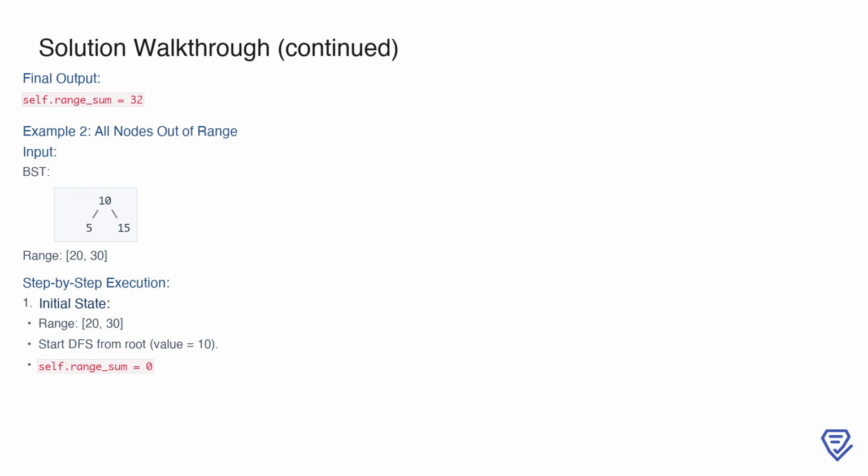Moving to the next example, we are given a new binary search tree and a range, 20, 30. Here, the range is such that no nodes in the tree fall within it. We start at the root, which is the node with value 10, and initialize our range_sum to 0. Since 10 is less than the lower bound of our range, 20, it is outside the range, so we skip adding it and move to its right subtree, where we might find larger values that fall within the range.